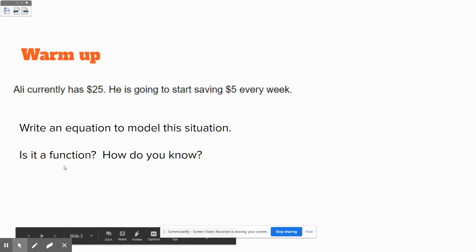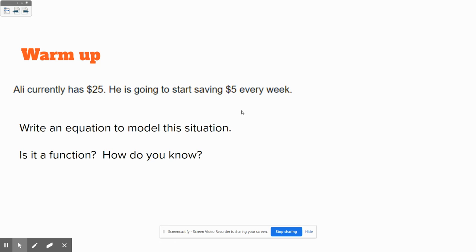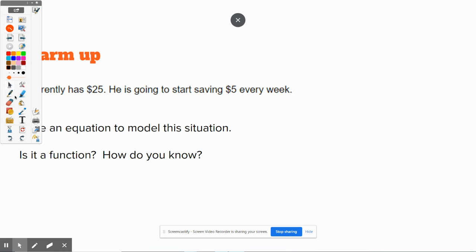Here's a little warm up for you. Allie currently has $25 and he's going to start saving $5 every week. So we're going to write an equation to model this situation and we're going to figure out if it's a function. Now, there's a couple of ways to do this.